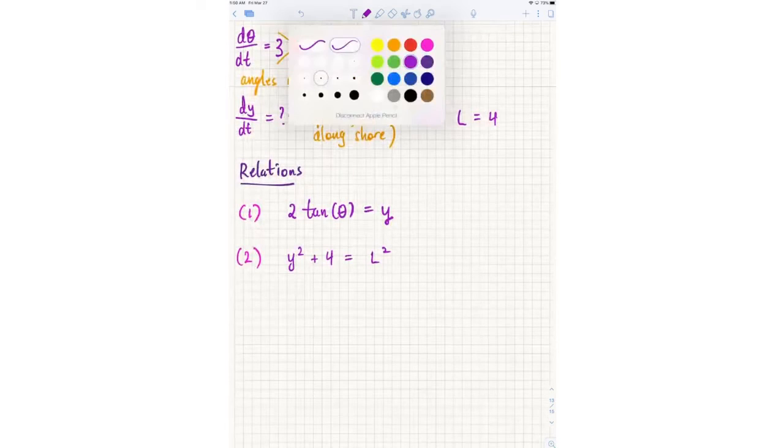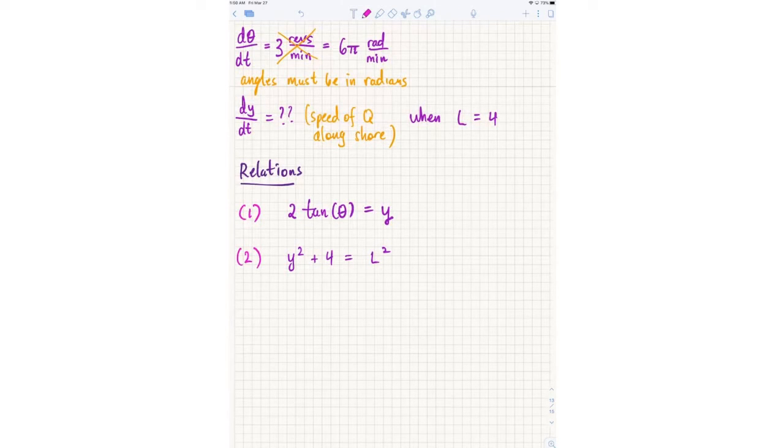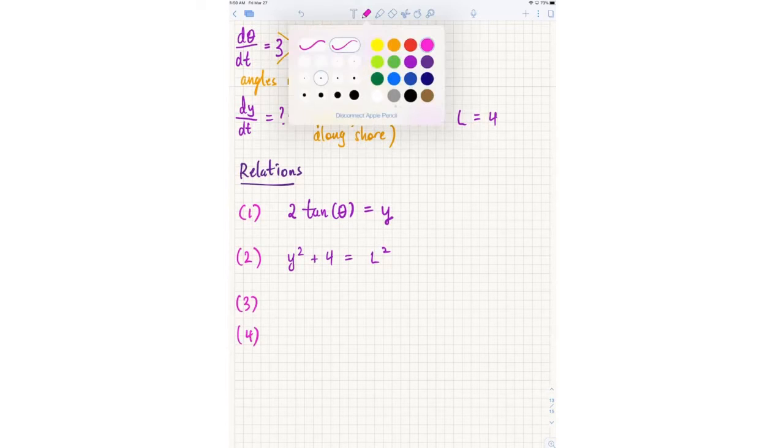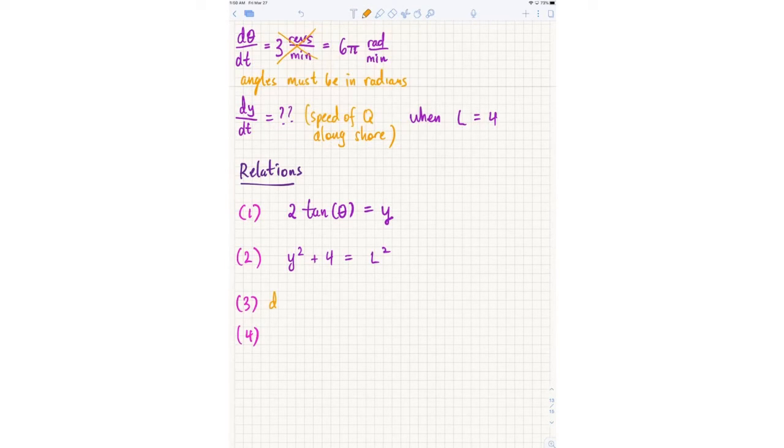Okay, so now what do we do with these relations? We differentiate them. So 3 will be the derivative of 1, and 4 will be the derivative of 2. So I'll give equation 4. The derivative of equation 2 gives me 2y dy dt equals 2L dl dt.